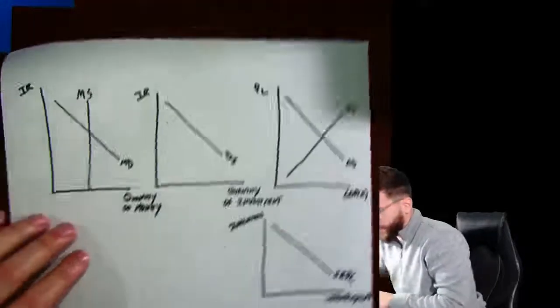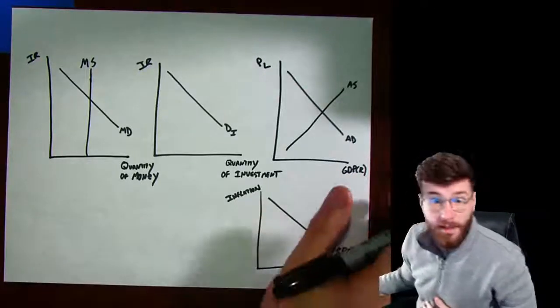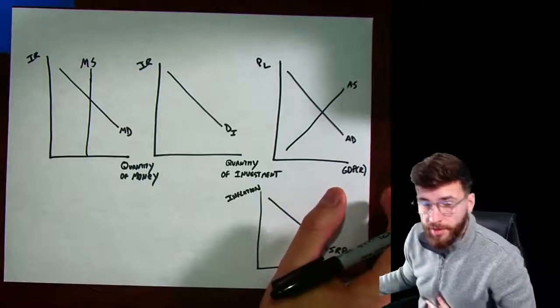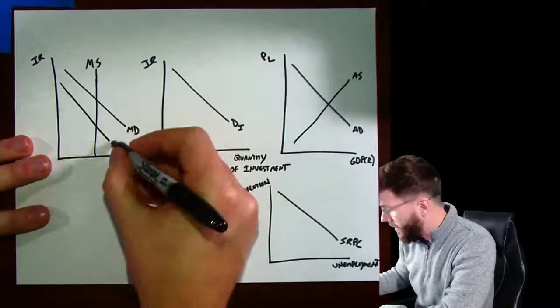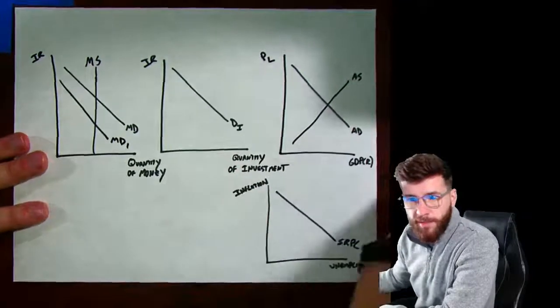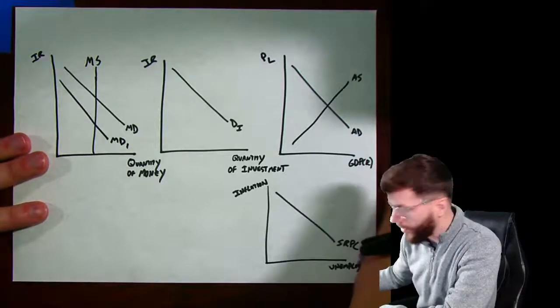Let's do one last one. I'll do it really quick here, all right? Let's say incomes decrease. Again, how's that going to affect the money market? People are going to buy fewer goods because they have less money. Generally, when people have less money, they buy fewer goods because most goods are normal goods.